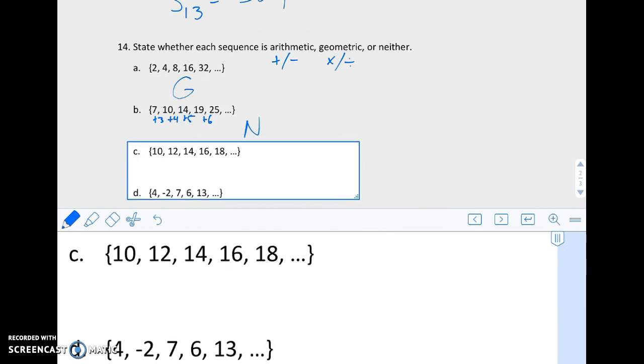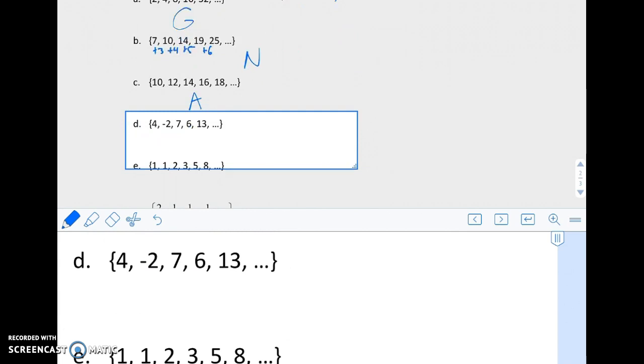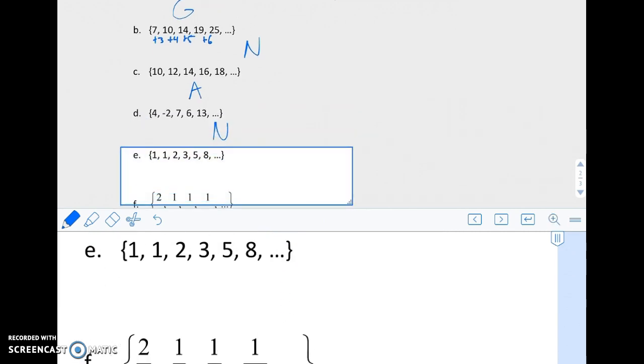Part C, we're adding by 2 every time, so this is an arithmetic. Part D, there's no consistent pattern here, so this is a neither as well. Part E is the Fibonacci sequence. 1, 1, 2, 3, 5, 8. It's just the sum of the first 2 numbers before it. You're not adding by the same thing every time, you're not multiplying by the same thing every time, so it's neither geometric nor arithmetic.